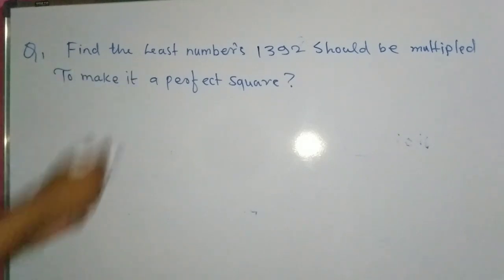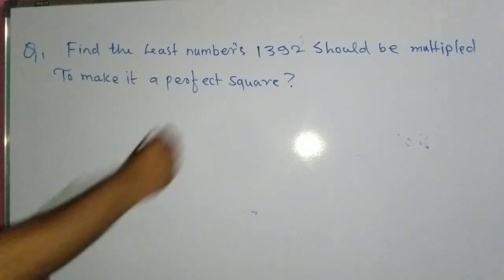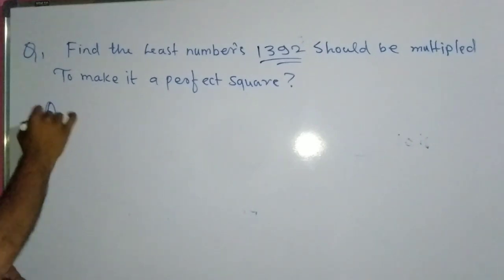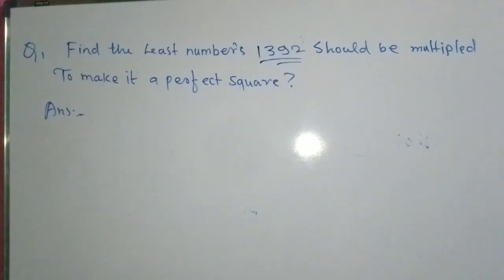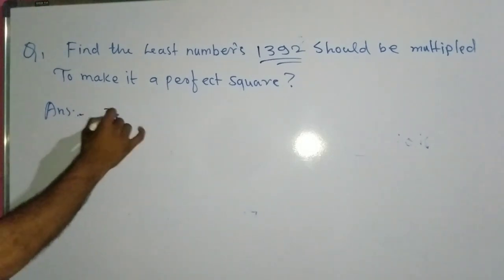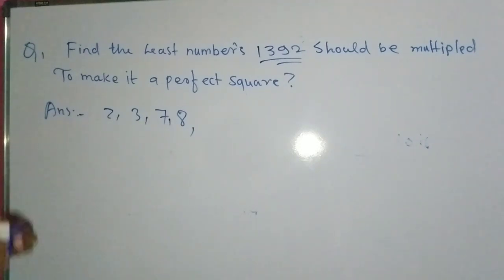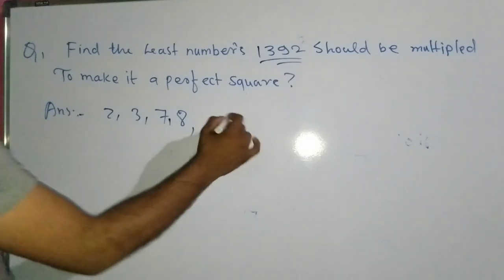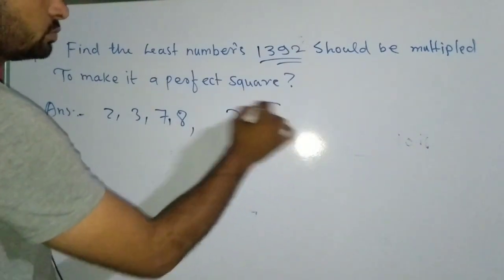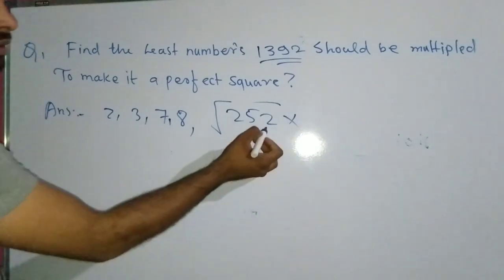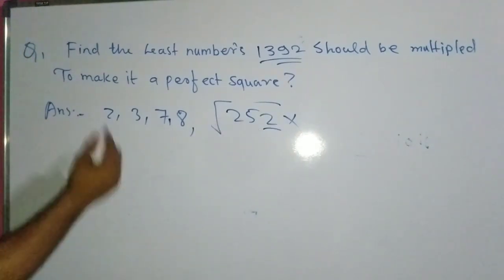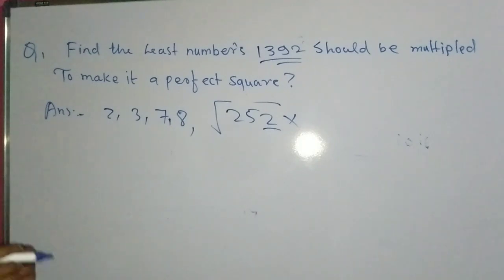In this question, the number given here is not a perfect square, because we know that numbers with 2, 3, 7 and 8 at the end, in the unit place, are not perfect squares. For example, 252 does not have a perfect square root because the unit place has 2. So numbers with 2, 3, 7, 8 in the unit place are not perfect squares. So let's start to make a perfect square.